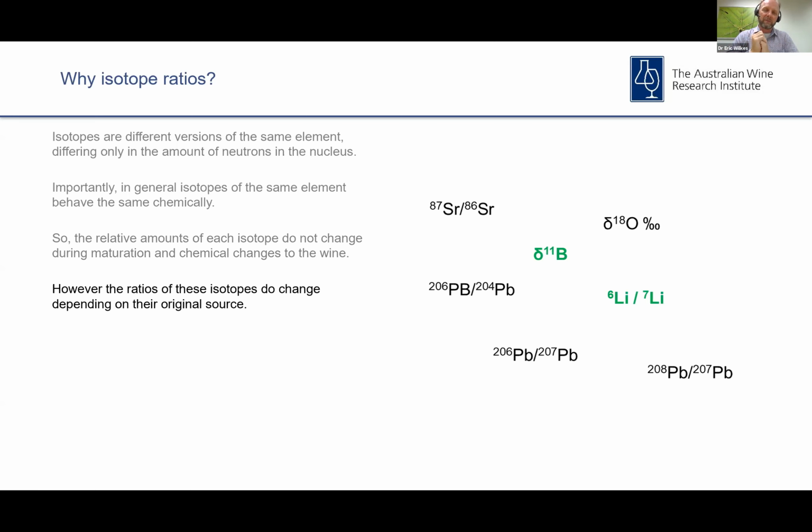But where it becomes really powerful, and we see this all the time in archaeology, where they try to identify where someone comes from, they find a mummified body or something, and then they use isotopic analysis to try to work out where they came from. Well, it's the same for wine. The original sources of these isotopes vary depending on their source. So while they may not change over the production process, they will change depending where they came from, which is perfect for what we want to do.